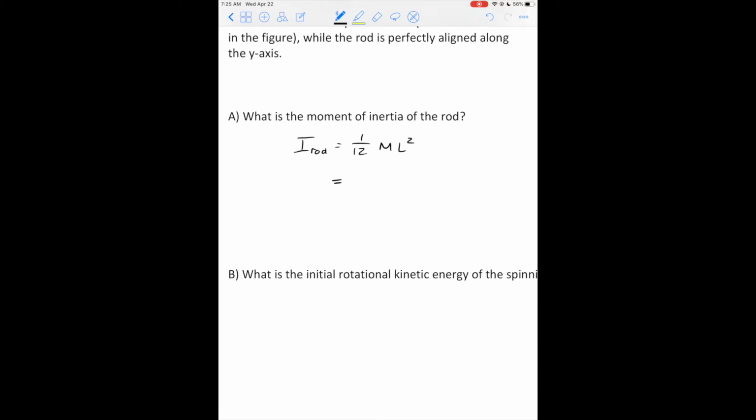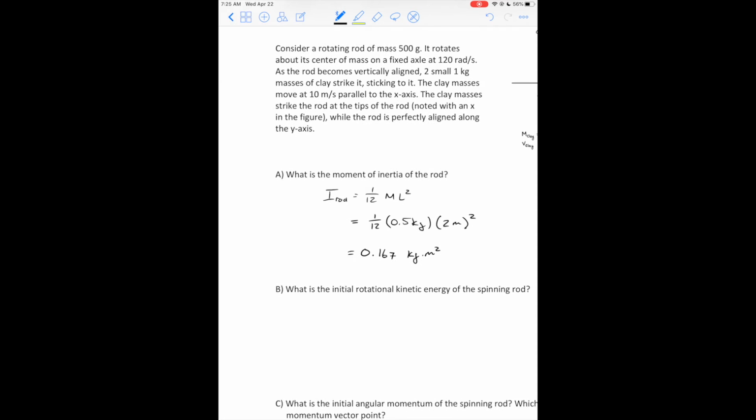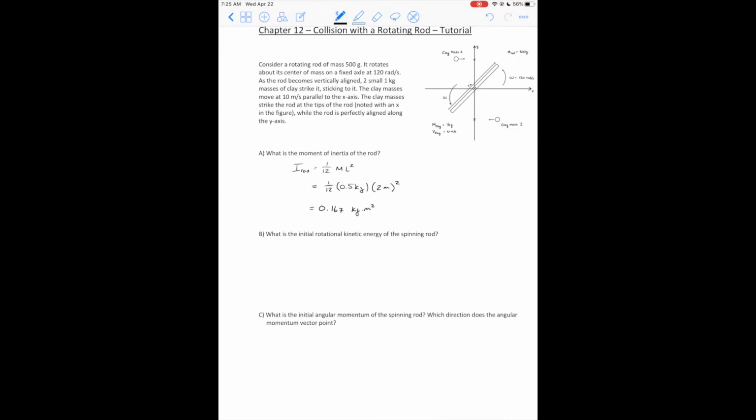So let's keep moving. We have 1/12 of 0.5 kilograms, and it's 2 meters long, so we have 2 meters squared. When we plug this into our calculator, I get 0.167 kilogram meters squared. So that's the moment of inertia of the rod. Again, it does not matter whether it is rotating or not rotating when we're looking at this. The moment of inertia is just based on the shape and the axle. Where are we pivoting around? Where is the axle going through?